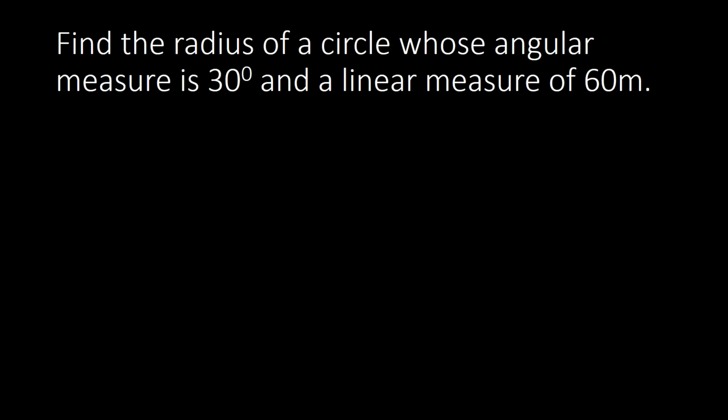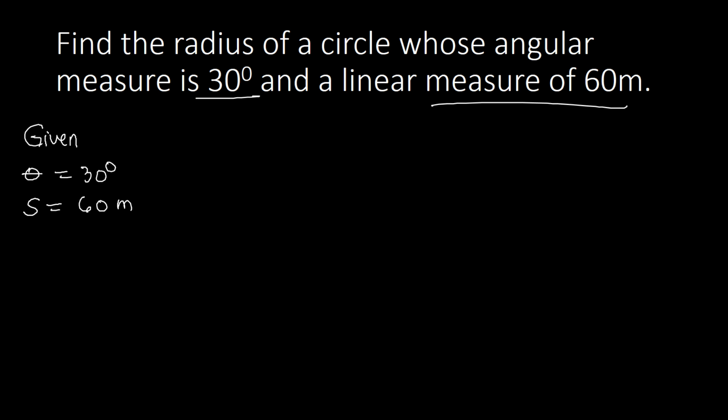Join me for another topic, and this time we are going to talk about linear and angular measure, in which we are going to look for the radius. So, finding the radius of a circle whose angular measure is 30 degrees and a linear measure of 60 meters. Again, let's take note of the given. We are given 30 degrees, that is our angular measure. And we are given a linear measure, which is 60 meters. That is our S, or the arc length.